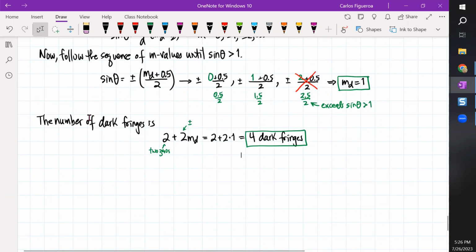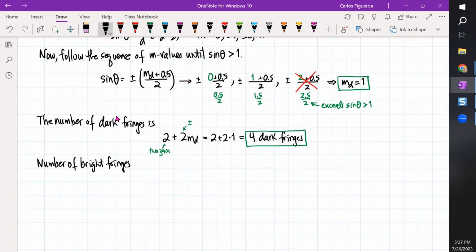Okay, that's the interference parameter telling me. Now, let's do the same thing for the bright fringes. So the number of bright fringes is... I'm going to follow the same pattern, right? So I'm going to follow the same process used with dark fringes, except the path difference is slightly different.